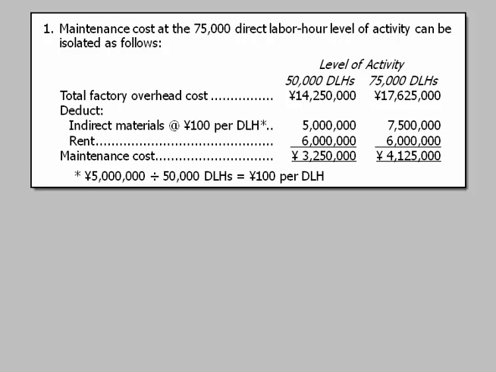So from there we know that 5 million yen at the low level and 7.5 million yen at the high level was the result of indirect materials. Rent was a fixed cost of 6 million yen. So if we subtract those costs, we're able to isolate maintenance cost at 3.25 million yen at the low level and 4.125 million yen at the high level.